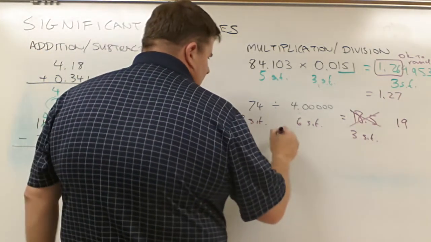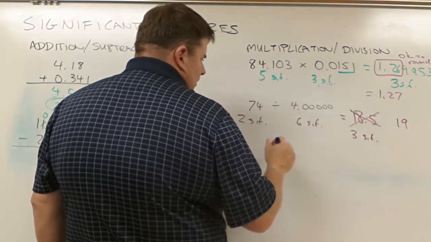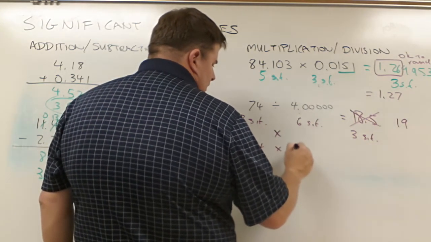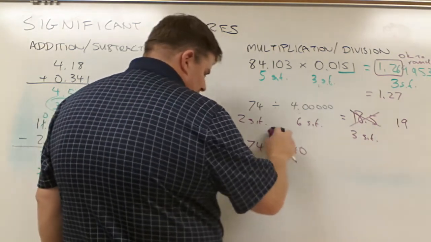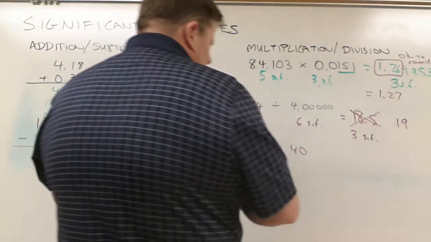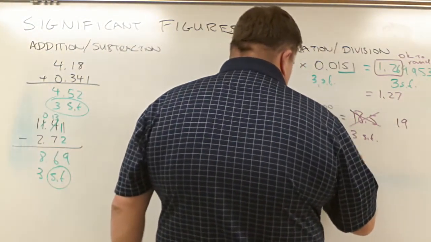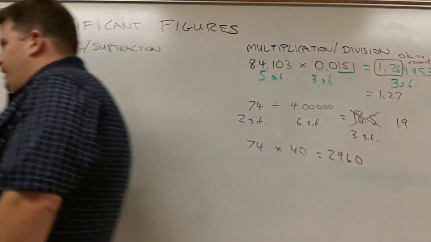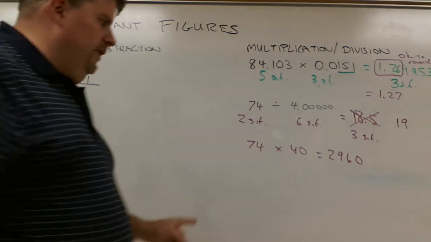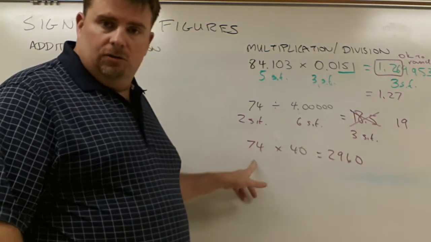Same type of thing. Suppose I multiply 74 times 40. All right? What's going to be my overall number of significant figures? When I do my calculation, my calculator just says, easy, 2960. That's my number. That's my answer. Okay? But what about significance? How many sig figs do I have here? 2. That hasn't changed. That's right.